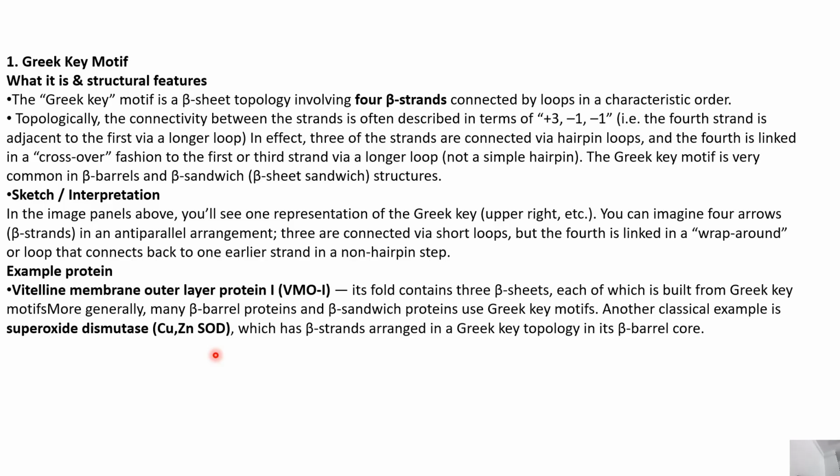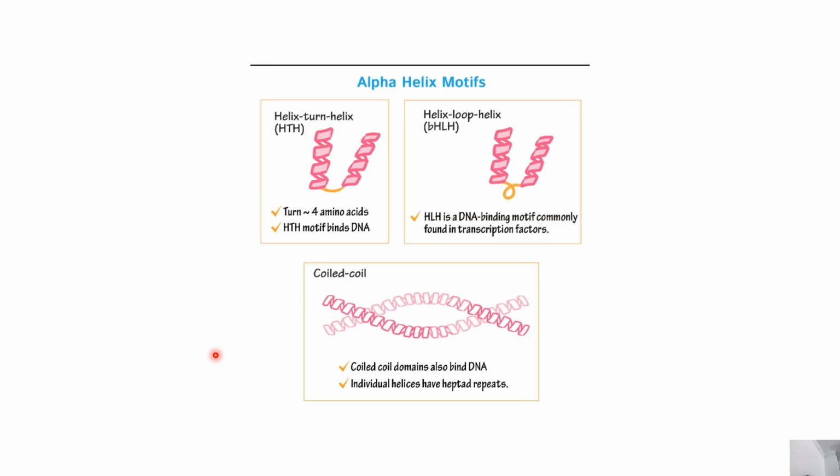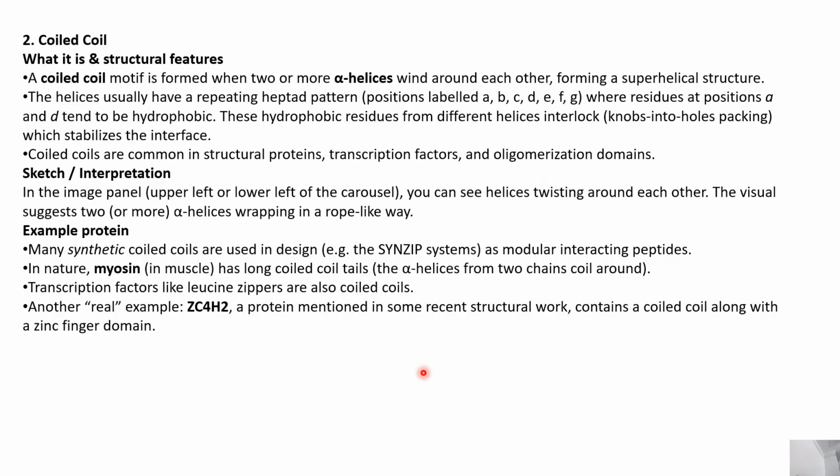Another classical example is superoxide dismutase, which has beta strands arranged in a Greek key topology in its beta barrel core. So this is the alpha helix motifs. If you see alpha turn helix, helix loop helix, and this is the coil. We already discussed coil in one of the previous slides.